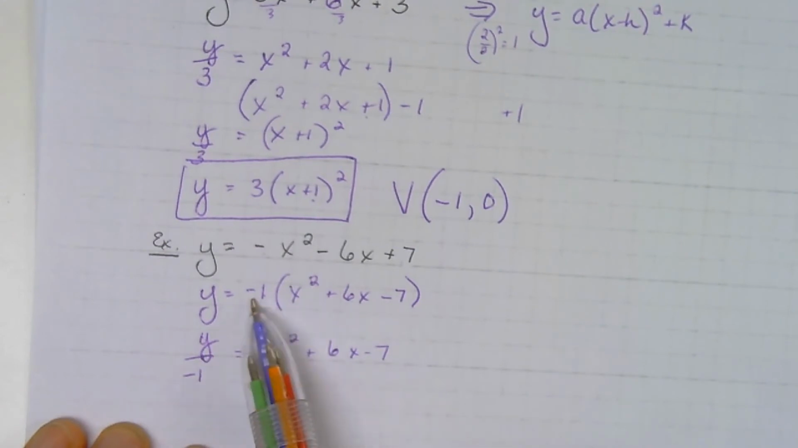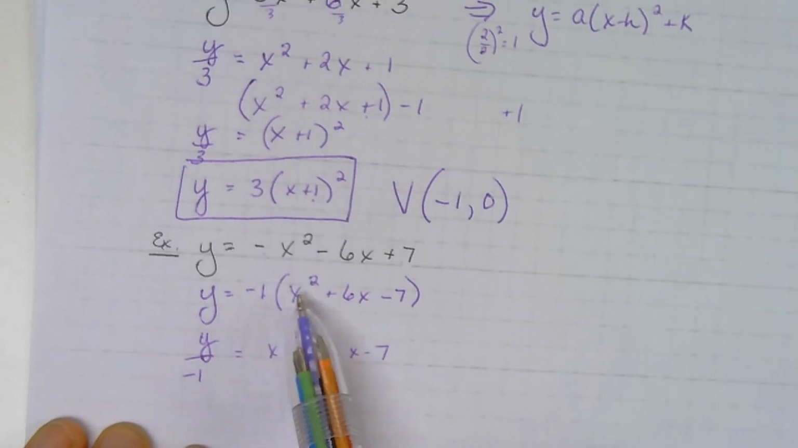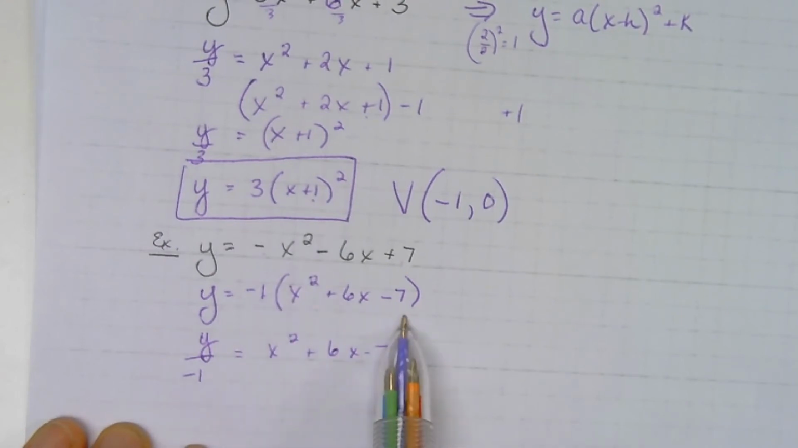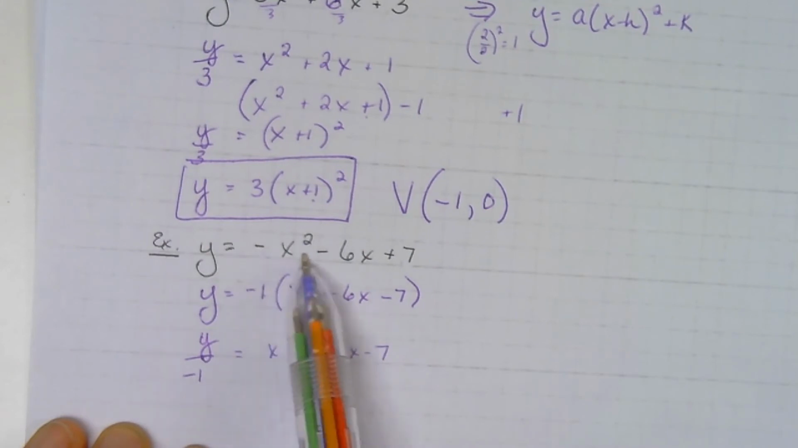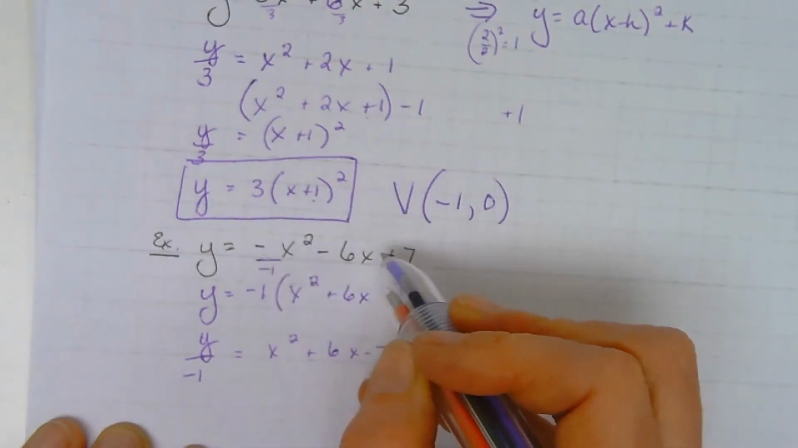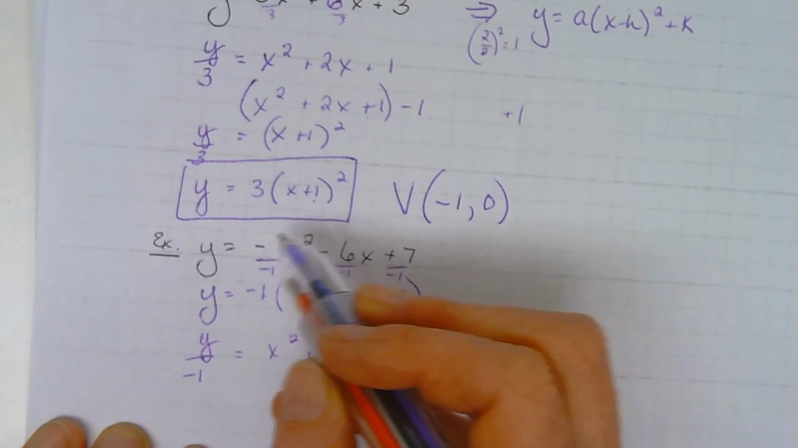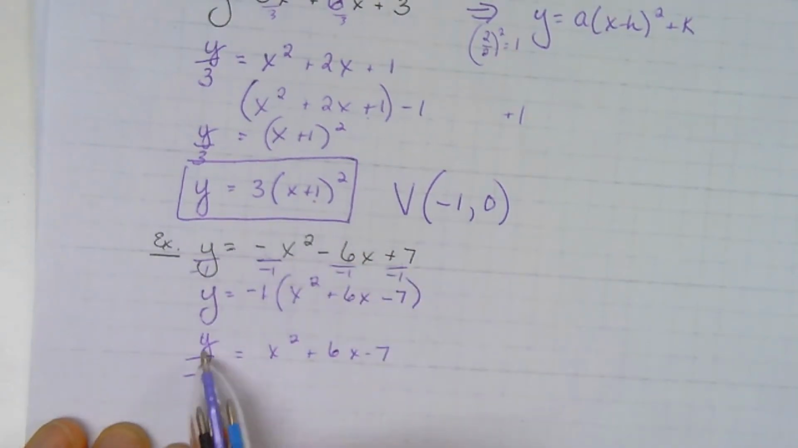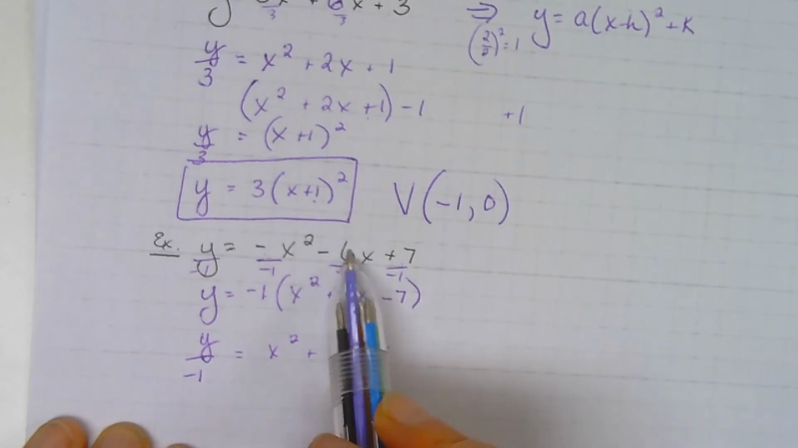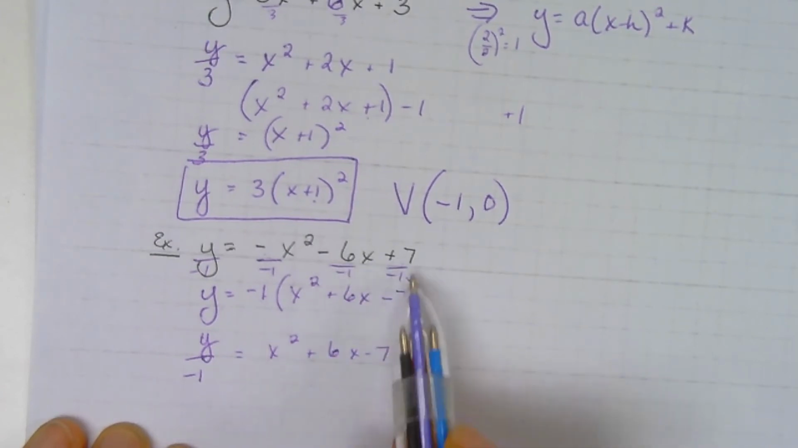So factoring out the negative, the a that we don't want here, factoring out that negative 1 so that we end up with a 1 here, is one way of looking at this. Or we could just look at it like we divided everything by negative 1. And we get y over negative 1 equals x squared, positive, plus positive 6x minus 7.